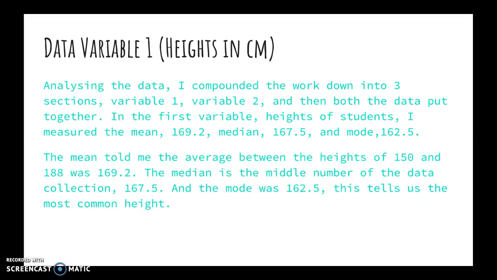Data variable 1, heights in centimeters. Analyzing the data, I compounded the work down into 3 sections, variable 1, variable 2, and then both the data put together. In the first variable, heights of students, I measured the mean, 169.2, the median, 167.5, and the mode, 162.5. The mean told me the average between the heights of 150 and 188 was 169.2. The median is the middle number of the data collection, which was 167.5, and the mode was 162.5. This tells us the most common height in students.